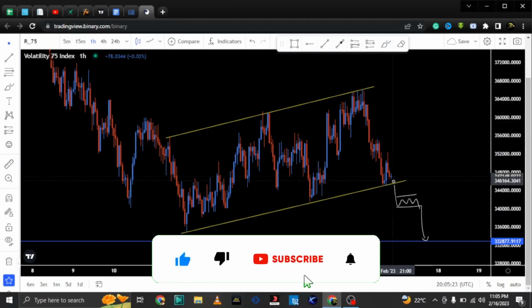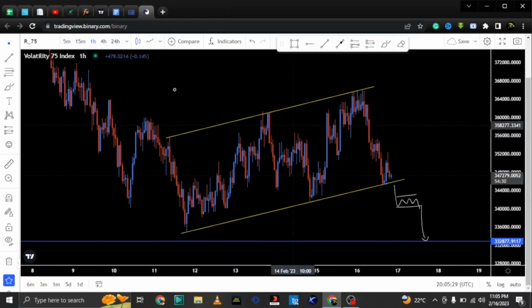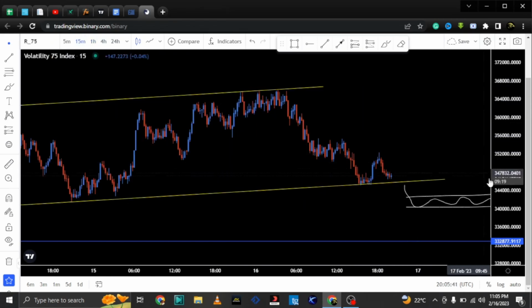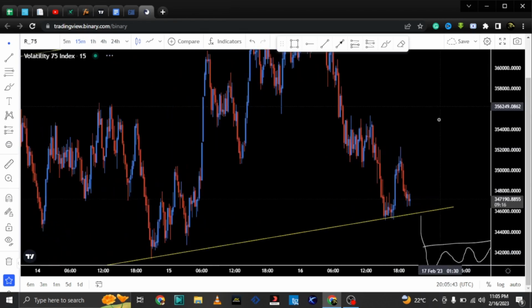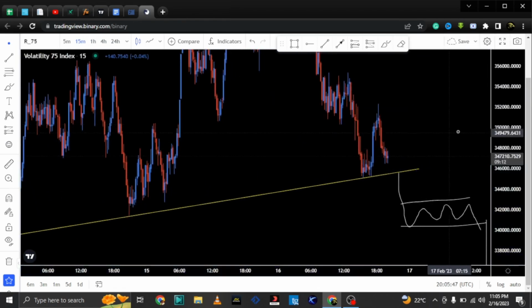Meanwhile, if it's still above this supporting trend line over here, then I'll be interested in buys. But you have to be patient, okay? You have to be very, very much patient, okay? Because this thing can just mess you up if you're just rushing into things.